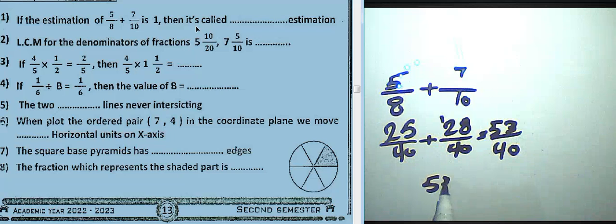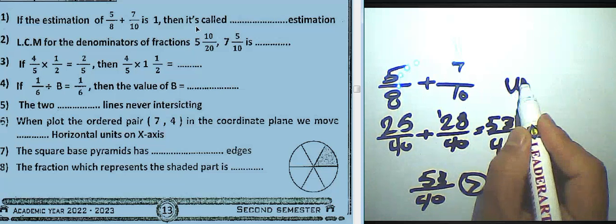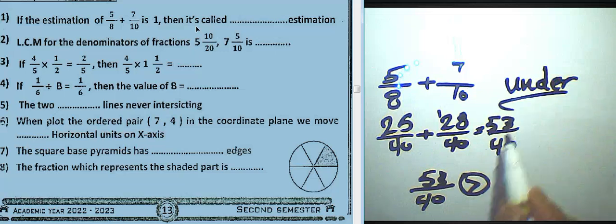53 over 40. We must compare between the actual number and the estimation. The estimation given is 1. And we know 53 over 40 is greater than 1. So this is an underestimation. We must write underestimation because the estimation 1 is less than the actual number.